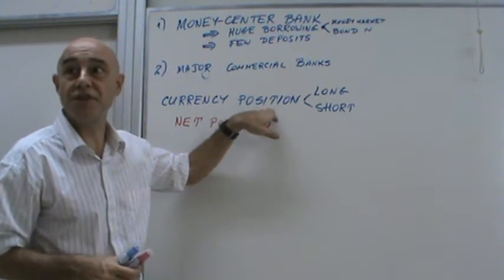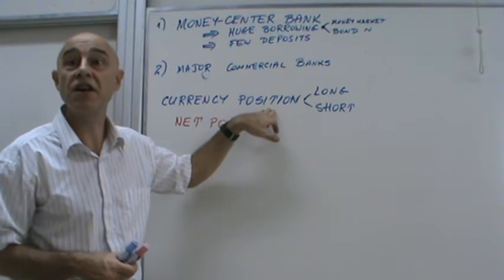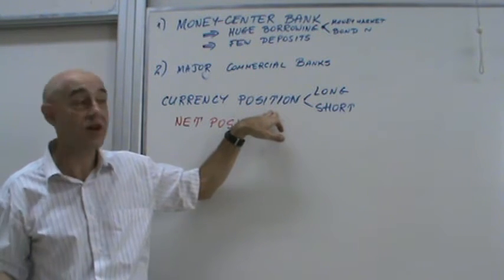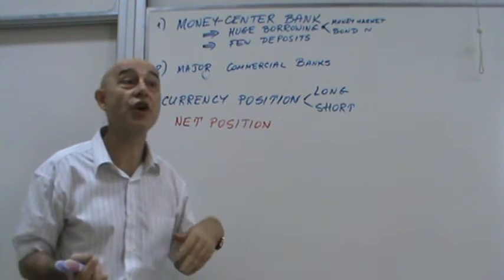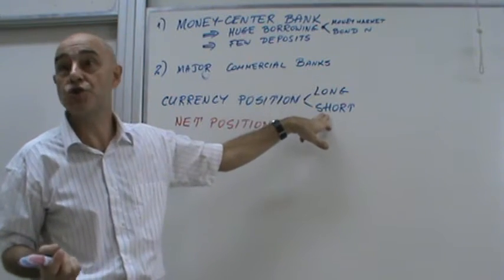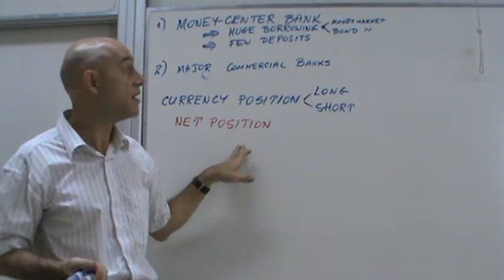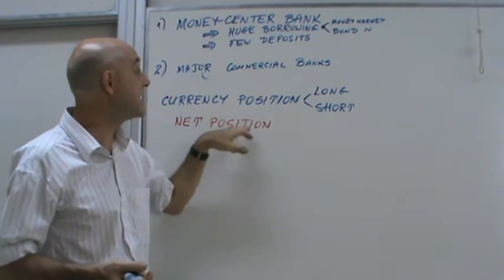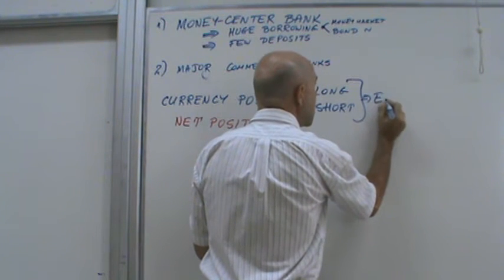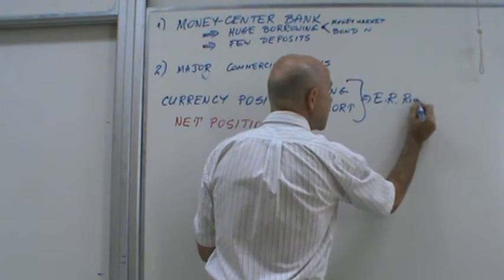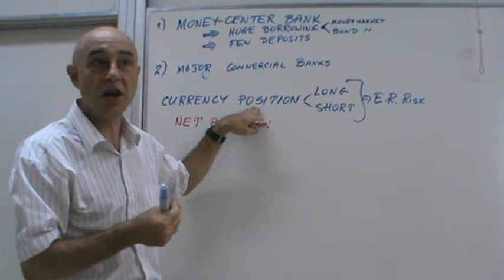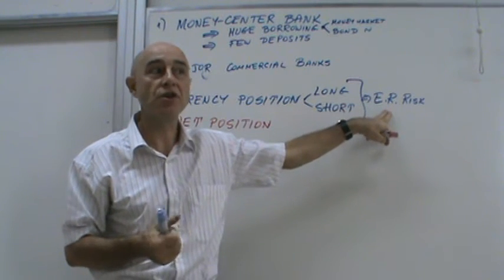Now, currency position is important to understand. You have two currencies, you have two currency positions. You have 10 currencies, you're going to have 10 positions. So for each currency, you will have either a long position or a short net position. Okay? So the currency net position is the source of exchange rate risk. It's very simple. The bigger the currency position, the bigger the currency risk.